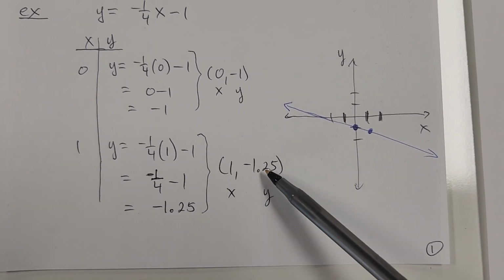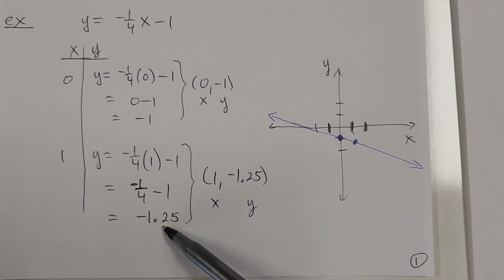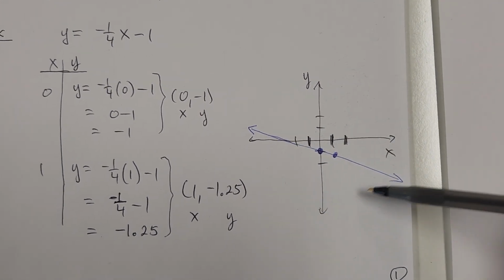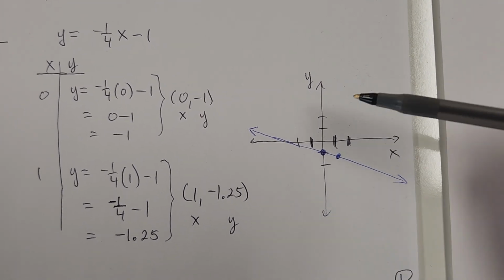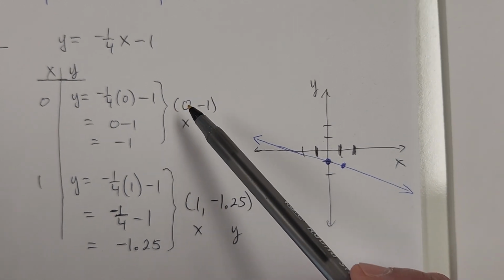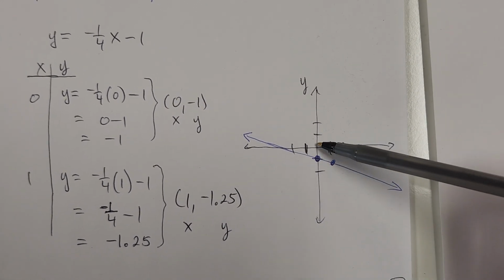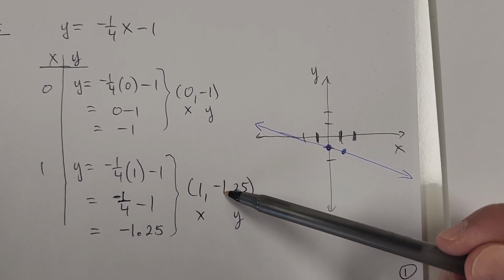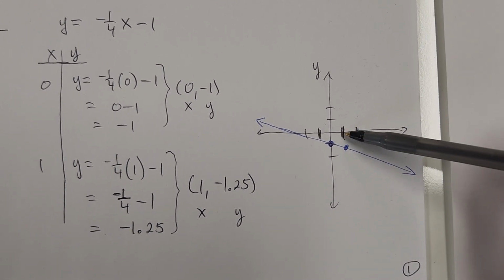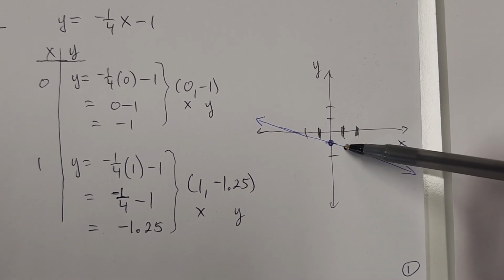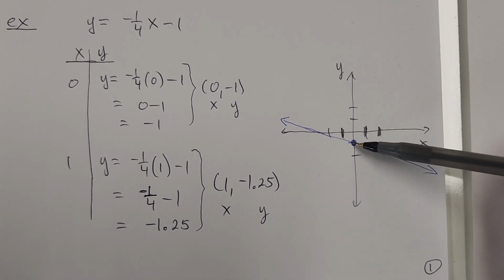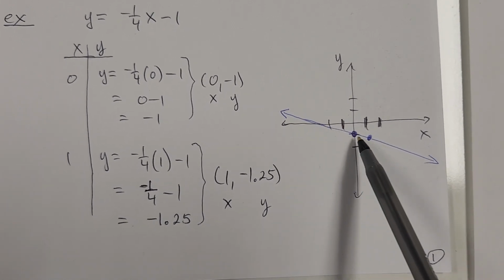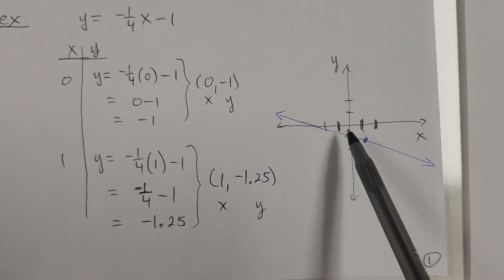Okay, so here's my second point, 1 and -1.25. Once you have 2 points, do your graph. Here's my x and here's my y. So my first point is 0, -1. So 0, -1 is here. 1 and -1.25. So here's 1. -1.25 is somewhere right here. Again, this graph is only an approximation. It is not exact. After you have 2 points, you connect the dots and that becomes the line.